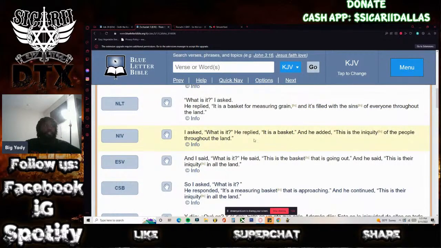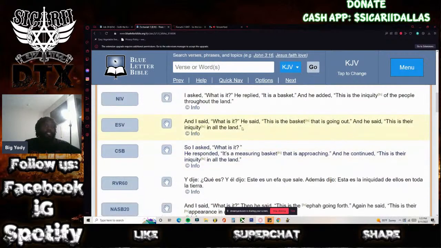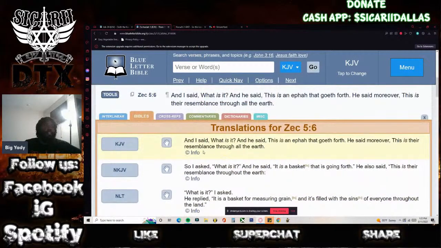I can use the NIV. I read multiple ones. "And I asked, what is it? He replied, it is a basket." It's a basket representation of the ephah, the measurement receptacle. "And he added, this is the iniquity of the people throughout the land." So what he's saying is this measuring receptacle, this ephah, is filled with the woman and the iniquities that are on it, and the lead weight is supposed to symbolize Israel, the people of Israel. You see it with these translations. That's why it says in the KJV, "this is their resemblance throughout all the earth." So that lets you know what this is talking about.